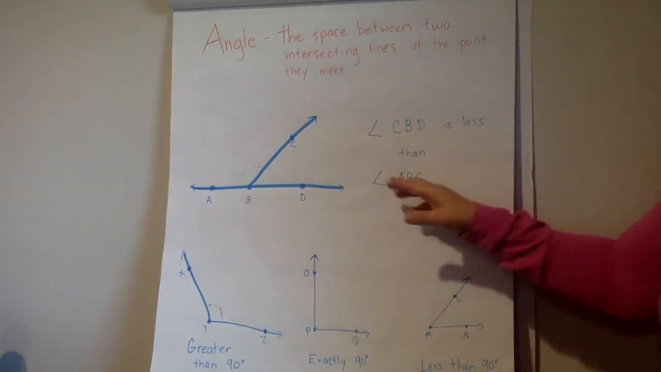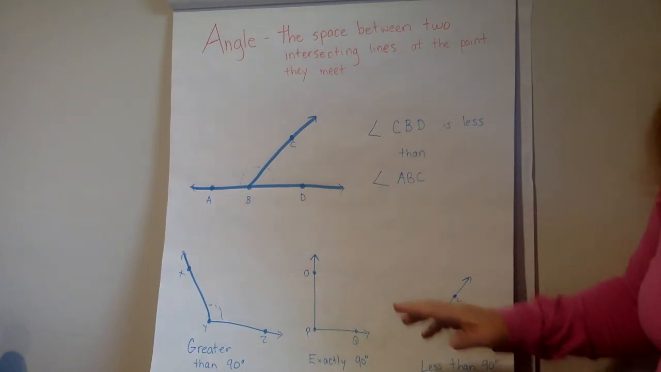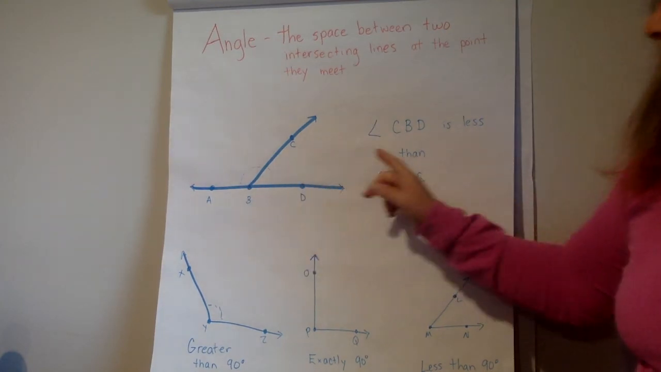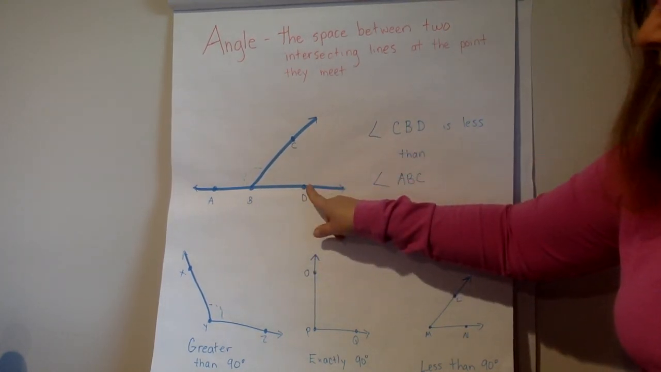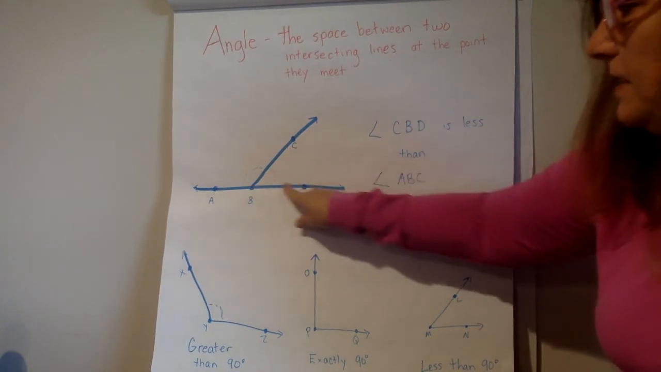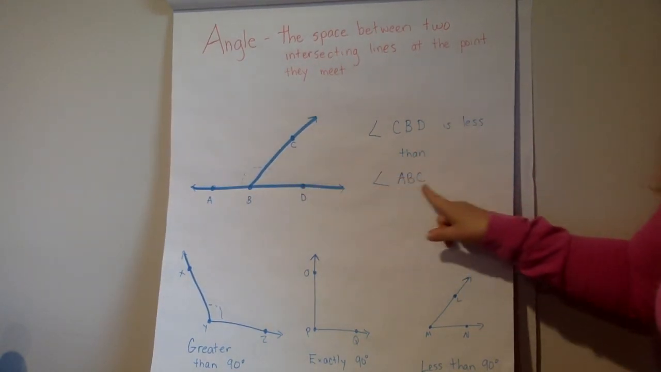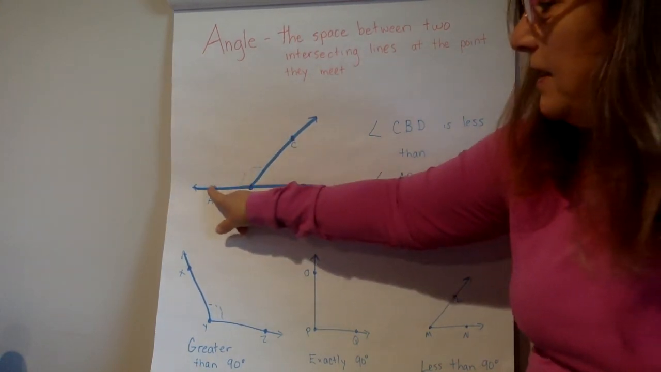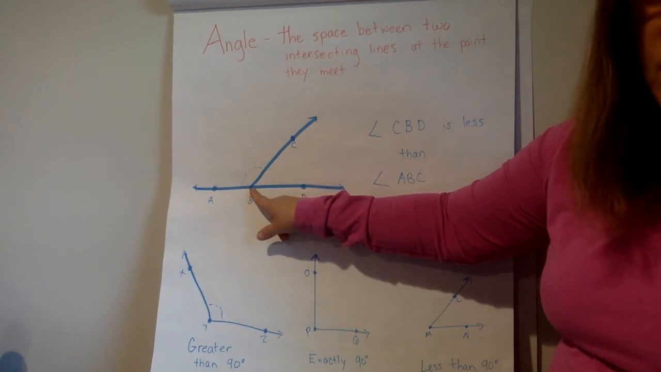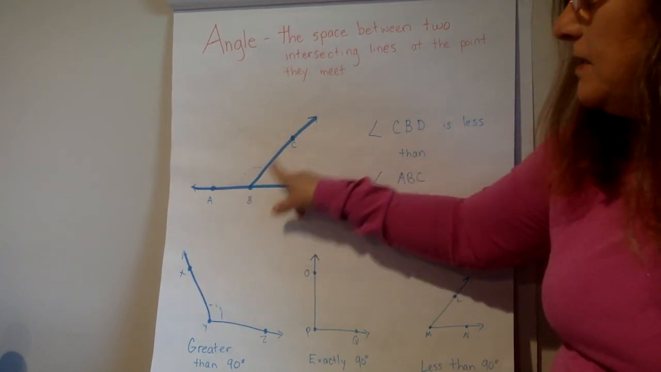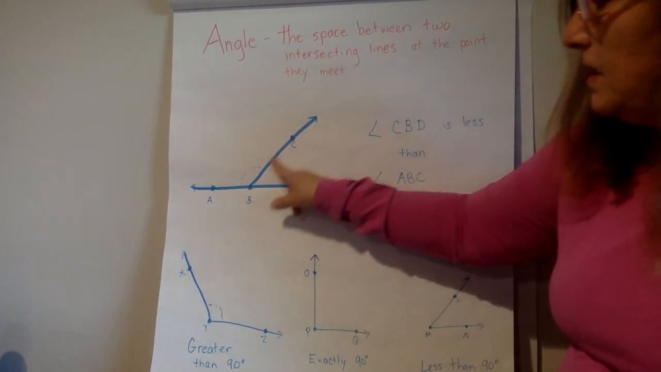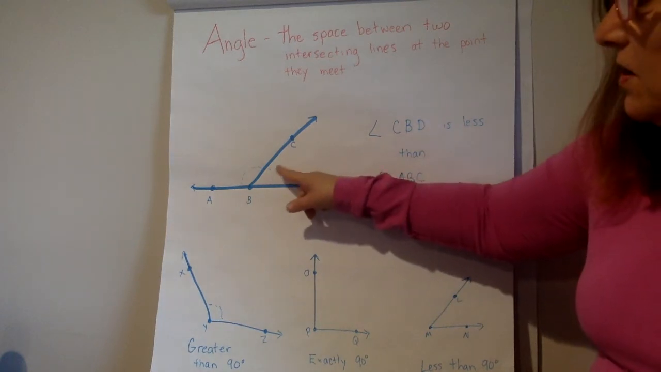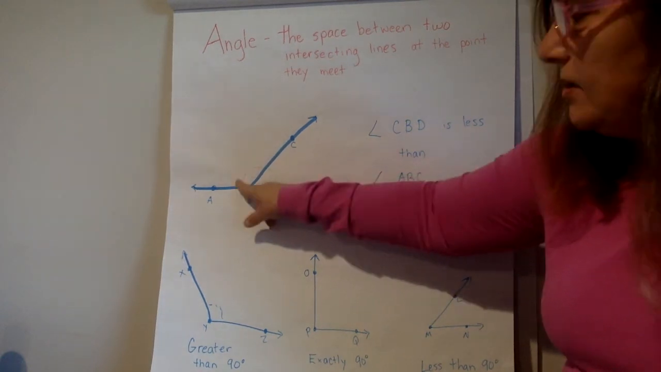So angles are named. The center letter of the angle is always in the middle. So angle CBD, this angle, is less than angle ABC. It could also be named angle CBA, but the B is always going to be in the middle of its name. ABC, CBA, those are the same angles. CBD, DBC, those are the same angles. And this angle is less than this angle.